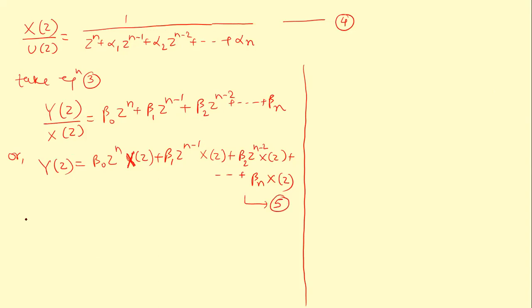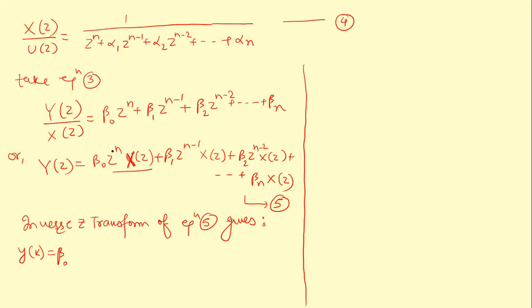Now we will take the inverse z transform of equation 5, which gives y(k) here, and this is beta naught. Now from the advance shift theorem, z^n into X(z) will be equal to x(k plus n).